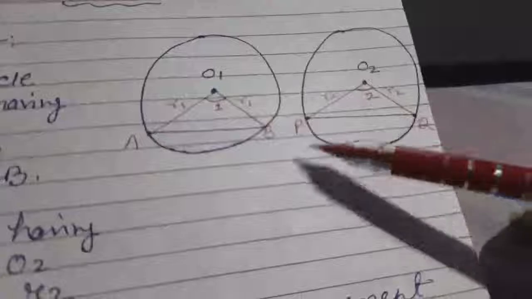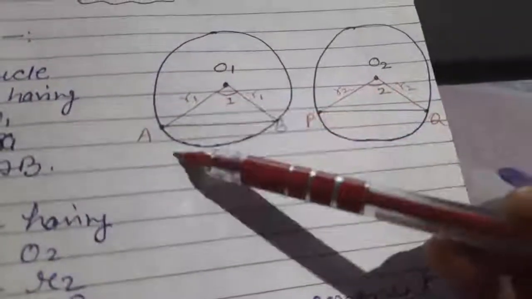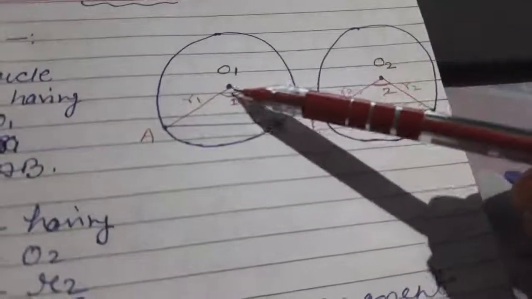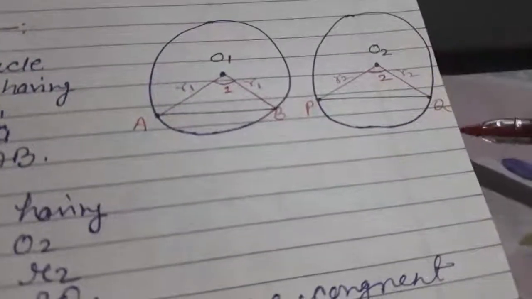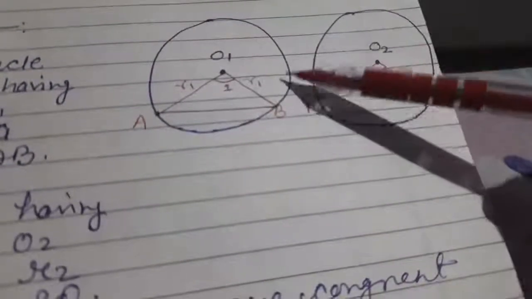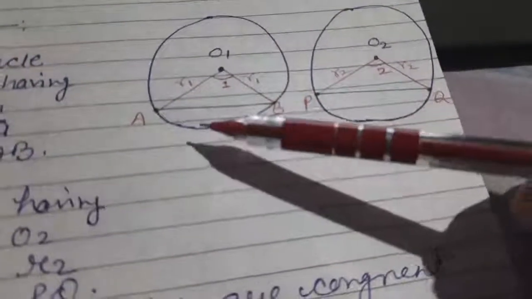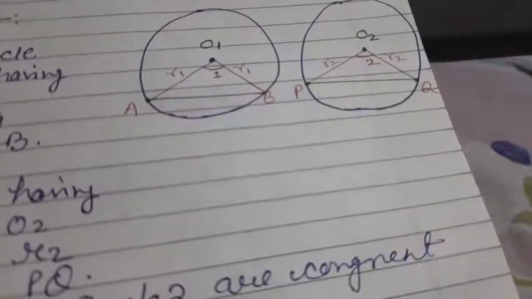So, as we see from the figure, R1 and R2 are equal. So O1A is equal to O2P, both are R. O1B is equal to O2Q, again both are R. This is R1, this is R2, and R1 is equal to R2. And AB equals PQ. It is also given, the chords are equal.